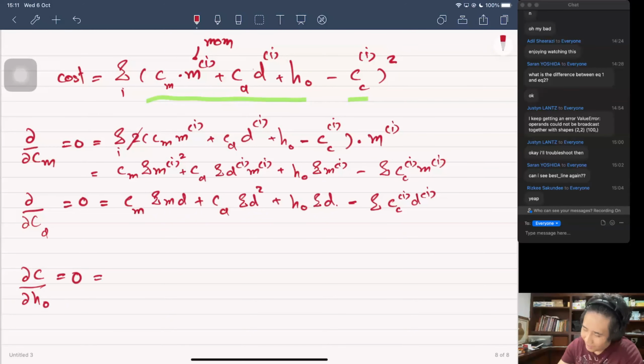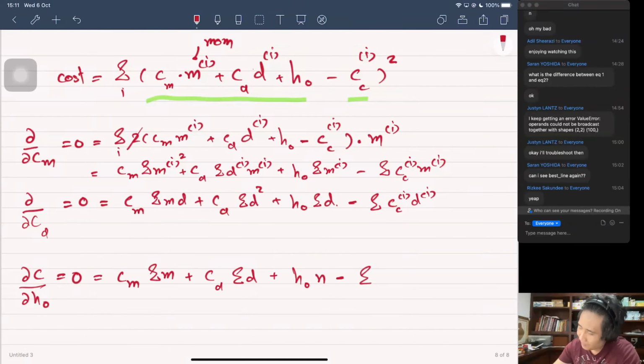And by H0, that's the same idea. So that becomes C mom, the sum over mom, plus C dad, the sum over dad, plus H0 times N, minus the sum of C_i times 1. So that means you can write all these as equations. Trust me, I took the derivative correctly, but this one is easy enough for me not to screw up.